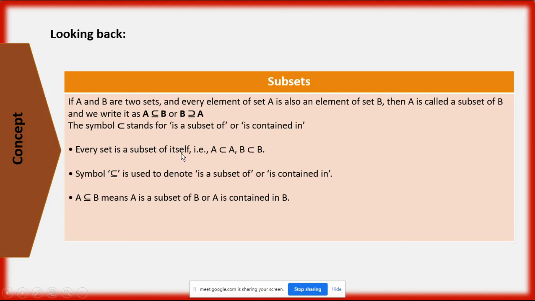Every set is a subset of itself. The same set is a subset. About proper subset and improper subset, the improper subset is the set itself. The same set is itself a subset, with the same elements contained in that set also. The elements of set A are contained in set A. That's why it is the case of a subset. So every set is a subset of itself.